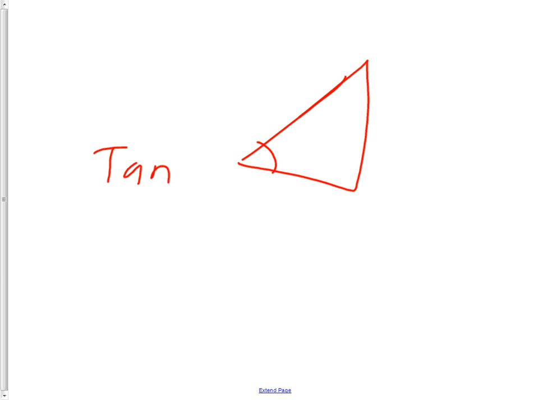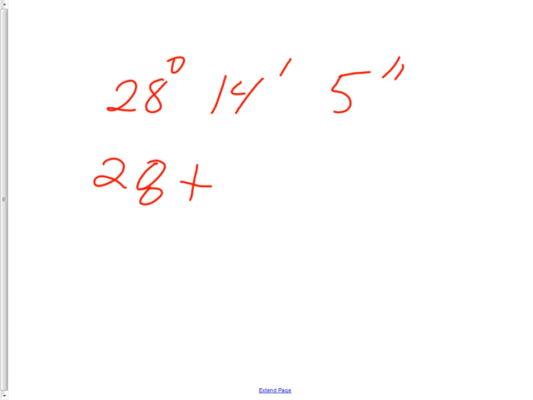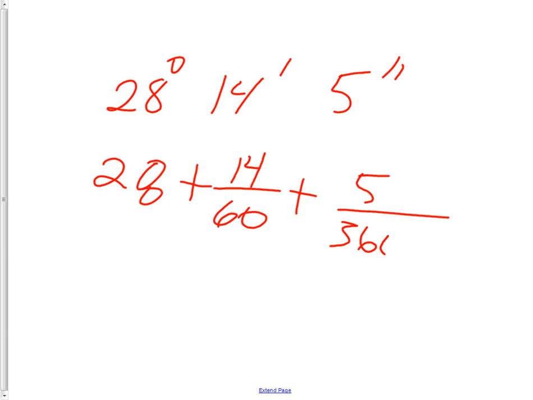Okay, so if you had to convert something in degrees, minutes, seconds, like 28 degrees, 14 minutes, 5 seconds, you'd take the 28, you'd add 14 sixtieths, and then you'd add 5 thirty-six-hundredths. And then I'd have my grand total of 28 point something. And then I could use that decimal if I wanted to change it over from degrees to radians. That's all you need to know for today.